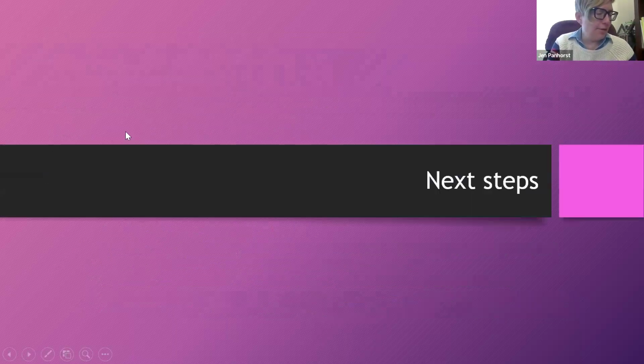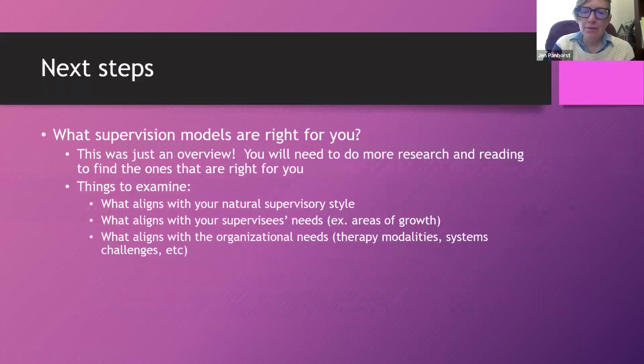So I know that was quite a crash course in terms of covering quite a bit of material. Like Lisa said, this is an introduction. But we did want to encourage everybody, and we are going to have a little discussion here too, to do more research and reading to help yourself find the models that would be right for you.